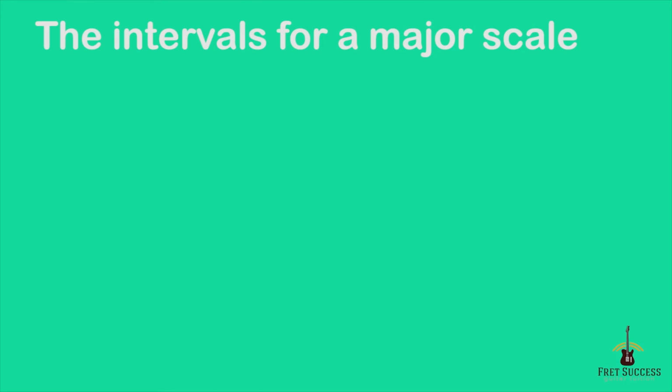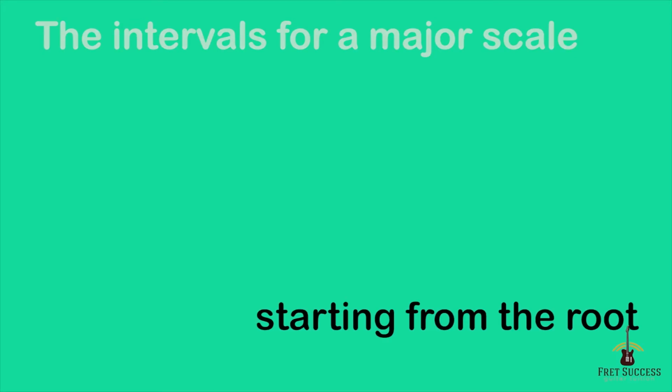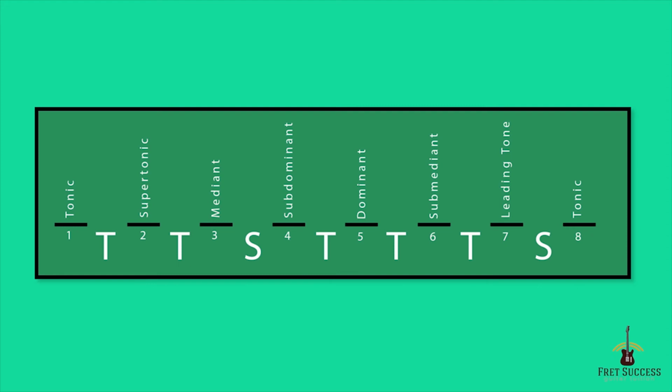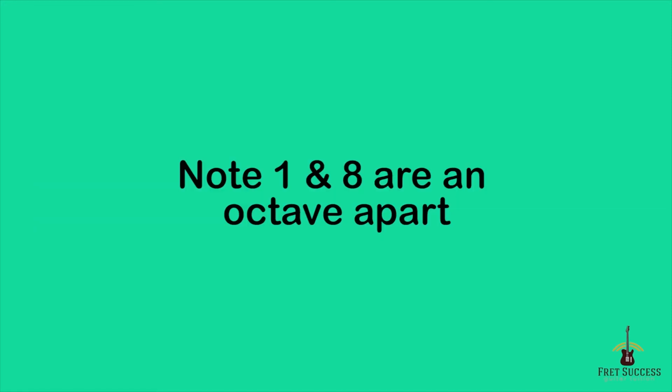So the intervals for a major scale, starting from the root, go up in this pattern. Starting with the first one, it goes up a tone. You can see the T represents the tone between the notes. And then going from that, it's up another tone. Then from that, it's up a semitone. And then from that, it's up a tone. From then, it's up a tone. Then up another tone. And then finally a semitone, and you hit the tonic again, which is the starting note. Even if it's not the same note, it's just another octave in pitch.